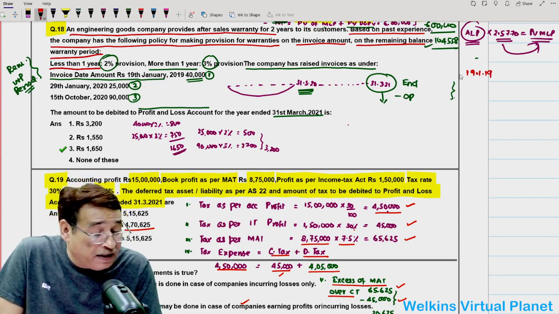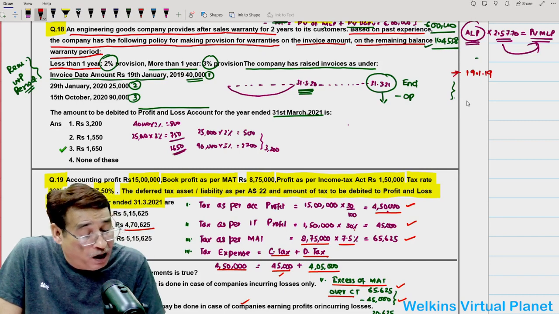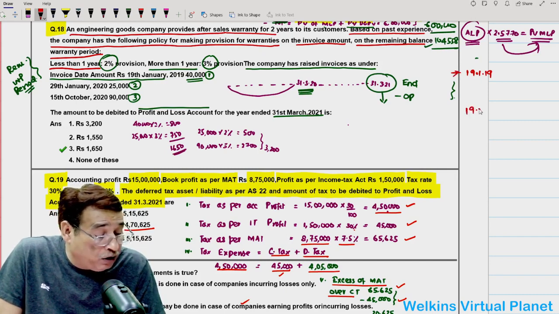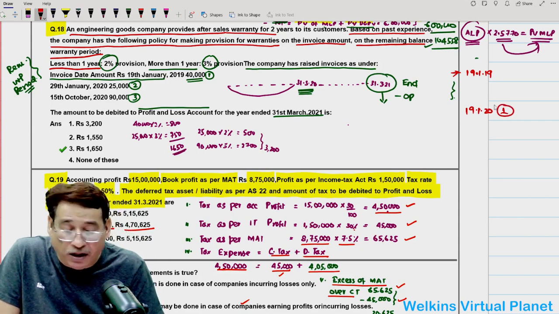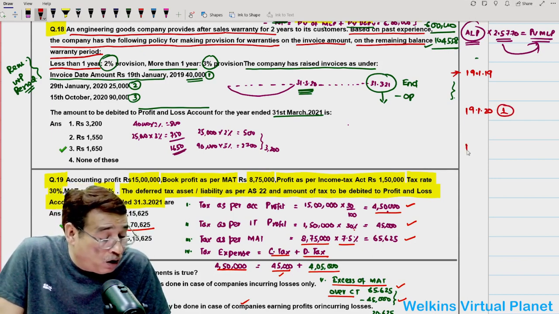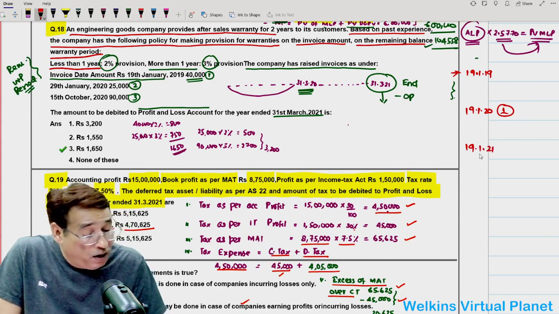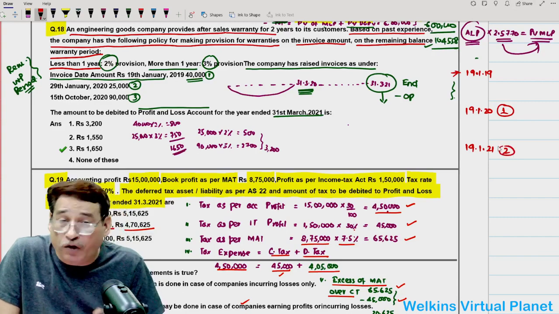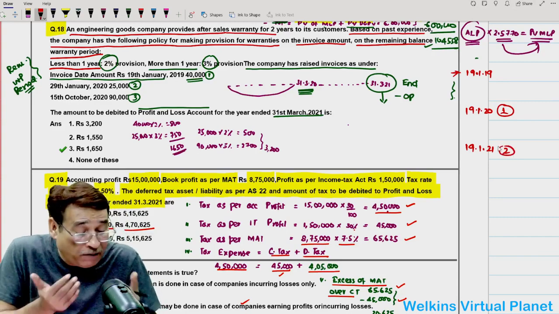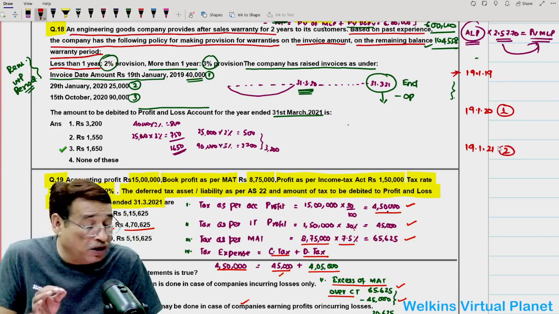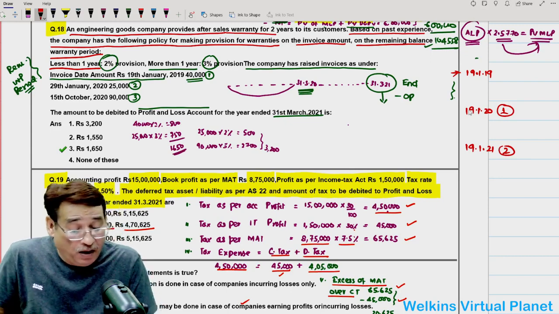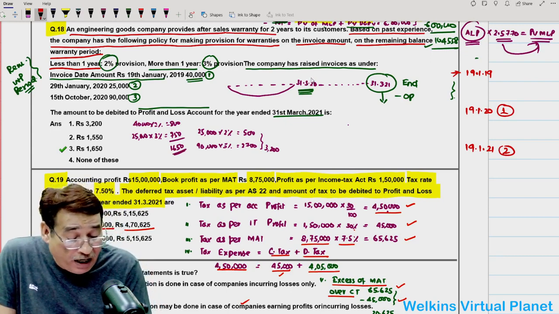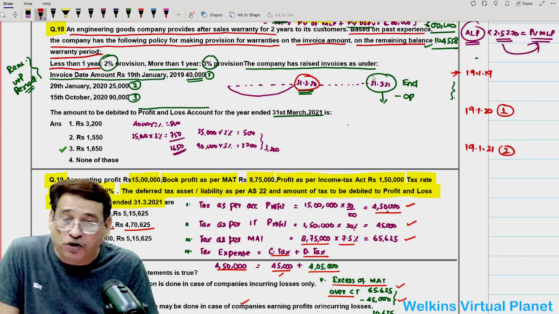19th of January 2019. If I am raising this bill today, on 19th of January 2020, 1 year will elapse, no doubt about that. On 19th January 2021, the second year will elapse. Please pay attention to what I am trying to make you understand. It is very important. Now we have to take care of these two financial years.